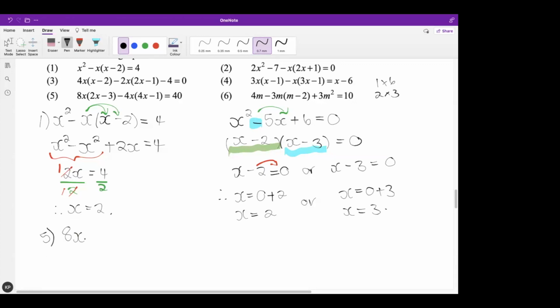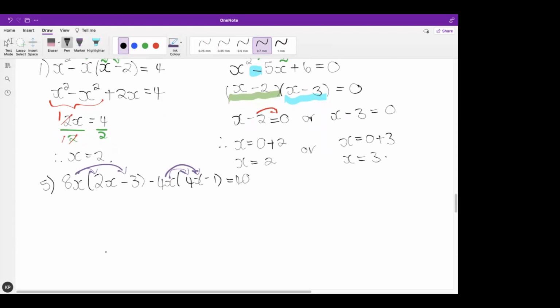Okay, 8x once again, what is my problem here? What is the problem with this one? We have brackets, right? And how are we going to solve or work through those brackets? By distributing. Okay, so I'm going to times my 8x in and my negative 4x. So let's check. 8x times 2x, what is that going to give us?